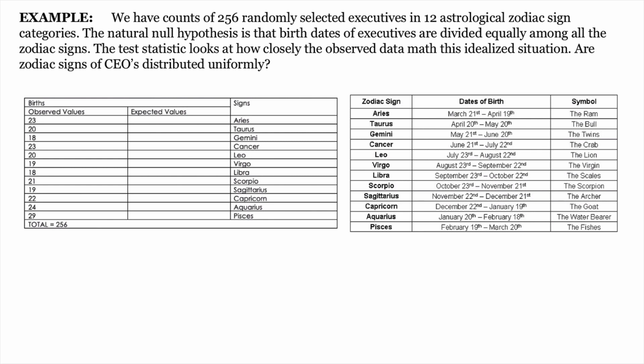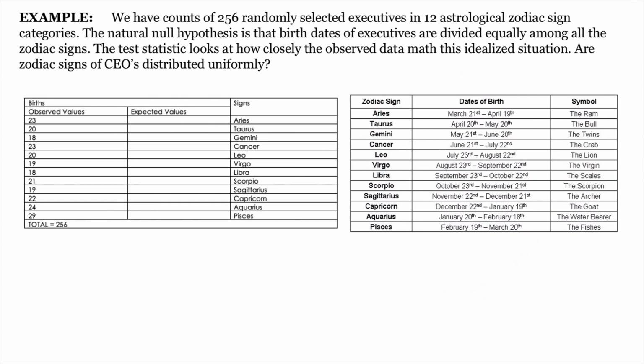So they're trying to say, does it matter? Are all executives equally distributed between the 12 astrological signs? Pretty much, when are they born? They want to know, are executives born during a certain time more likely than others, or does it not matter, right? That's what we're going to test.